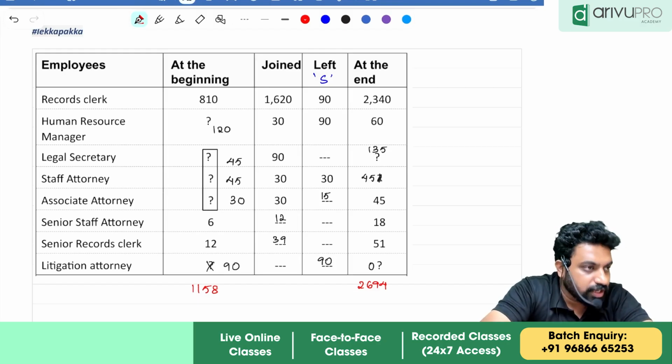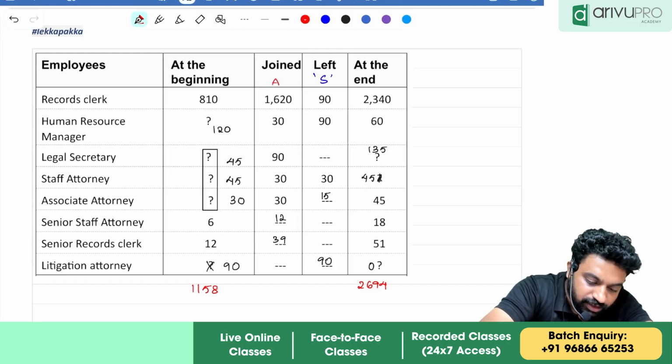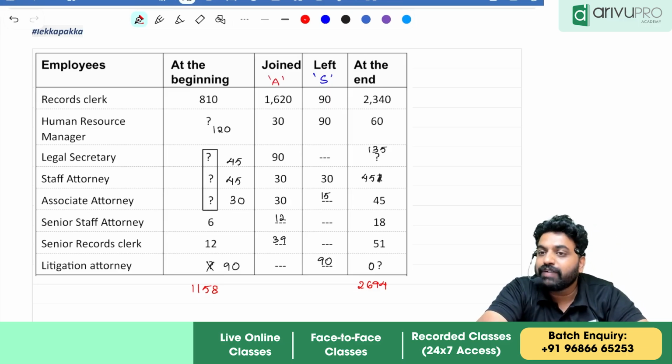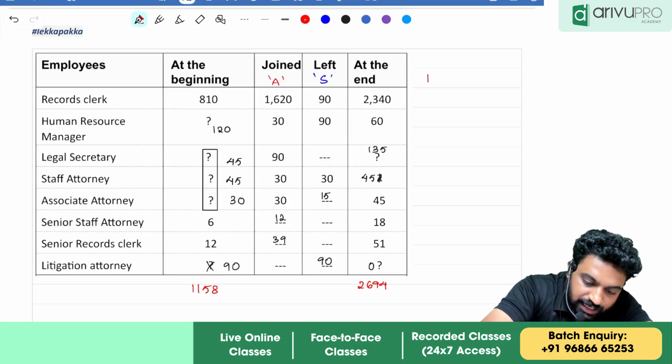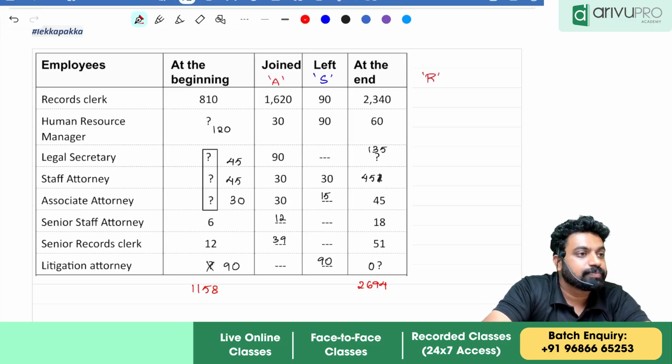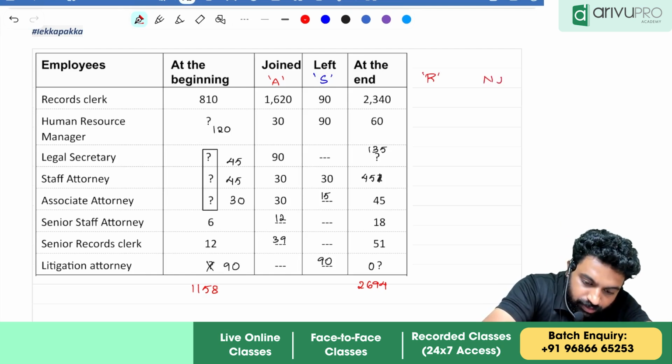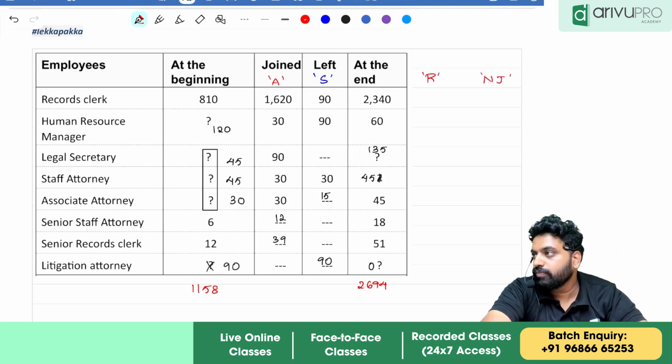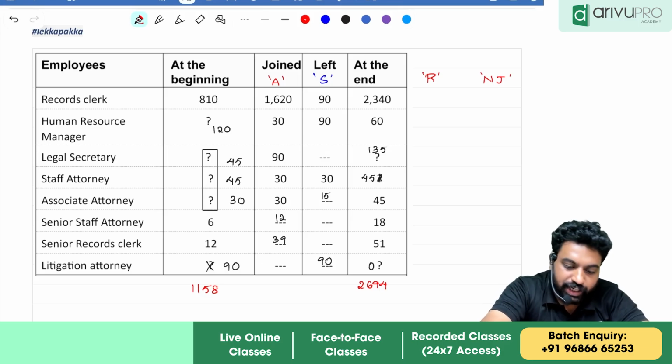Now that new accession is there, no? Joined accession. Let me divide it into two parts: replacement and new joinees. Now listen.